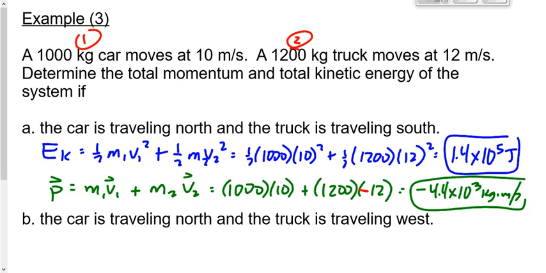See the difference there, guys? The fact that we have a scalar here with no direction associated with it, and the fact that we have a vector right here, and that we need to include the direction with a vector, velocity, momentum.